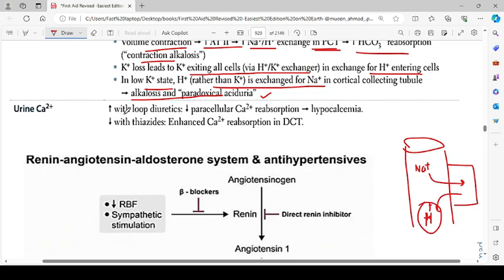Urine calcium increased with loop diuretics, decreased paracellular calcium reabsorption that will lead to hypocalcemia. Decreased with thiazides, enhanced calcium reabsorption in the distal convoluted tubules.